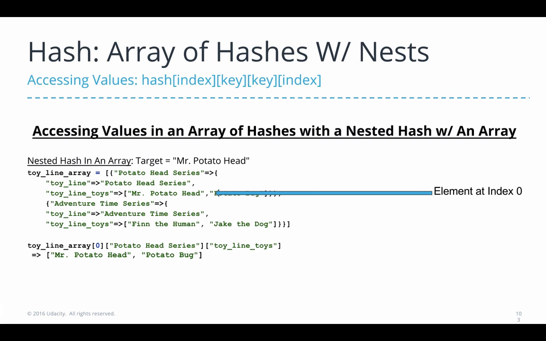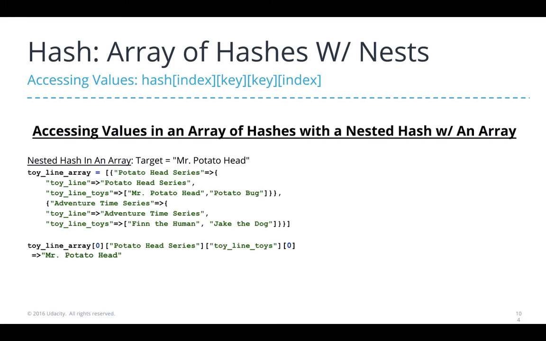So we have toyline array, index 0, which gives us that first initial hash, calling on the key of Potato Head series. From that, we have 2 key value pairs that are returned to us. We're only interested in one of those key value pairs, which is toyline toys. And of that return value, which is an array, we're only interested in the very first element of that array at index 0. And we have Mr. Potato Head returned to us.